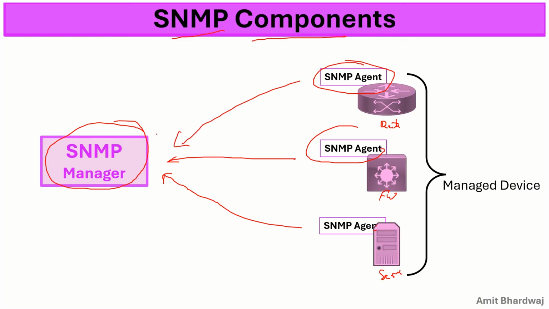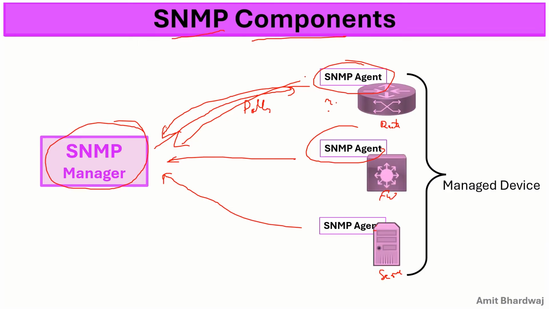So generally what happens, the SNMP manager polls the SNMP agent, let us say after every 30 seconds, 1 minute or 5 minutes, so as to get the status of memory, CPU, link utilization, everything. And the SNMP agent provides that information.